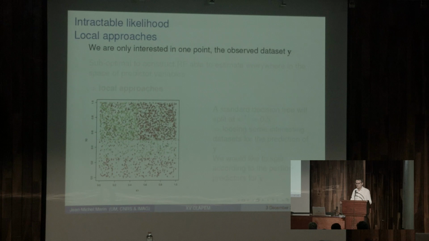a forest which is able to estimate everywhere in the space, but I am only interested in one point, my observed. So can we localize this random forest algorithm in order to take into account that I would like to predict only for this one, and not everywhere in the space? So we have tried to construct a local approach for this forest.